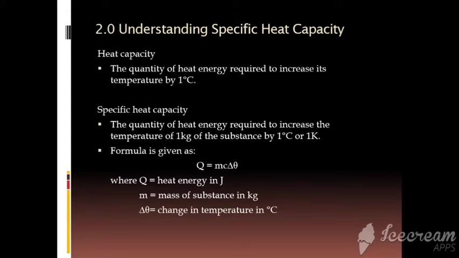The formula is given as Q = mcθ, where Q is the heat energy in joules, m is the mass of the substance in kilograms, and θ is the change in temperature in degrees Celsius.